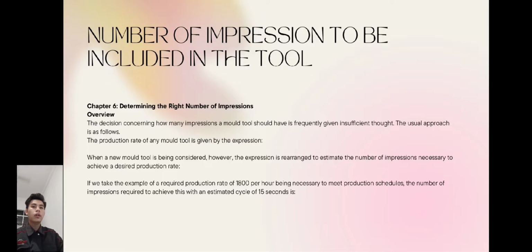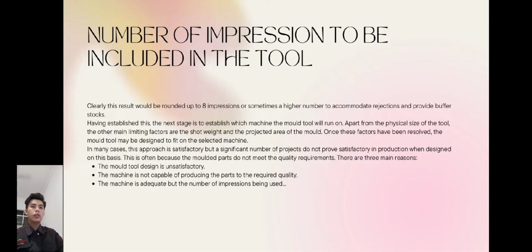If we take the example of a required production rate of 1,800 per hour being necessary to meet production schedules, the number of impressions required to achieve this with an estimated cycle of 15 seconds is as follows. Clearly, this result will be rounded up to 8 impressions, or sometimes a higher number, to accommodate rejects and provide buffer stock. Having established this, the next stage is to establish which machine the mold tools will run on.